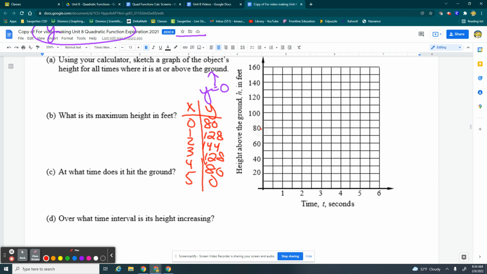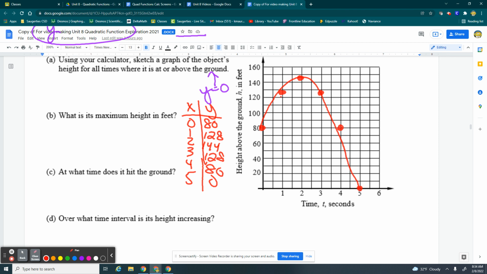So 0, 80 is right here. 1, so here's 120, 128 is about here. 2, 144. 3, 128. 4, 80, and 5 seconds, y is 0. So our shot looks something like that. So we did part A.